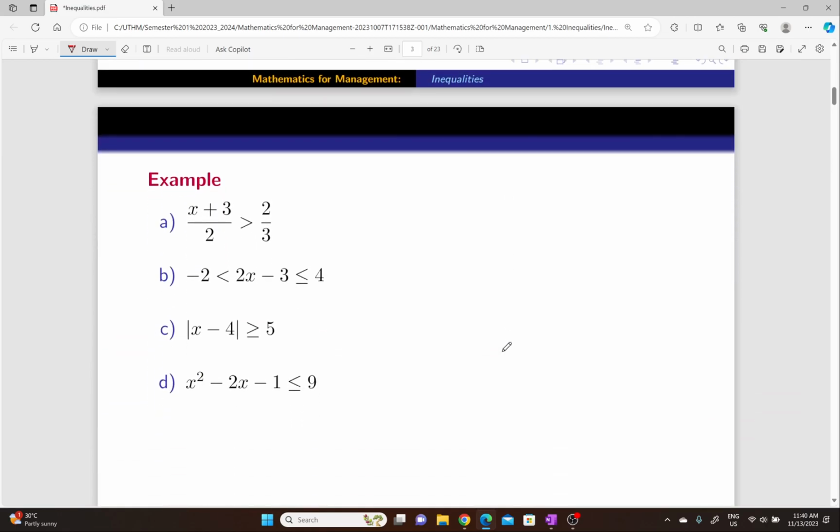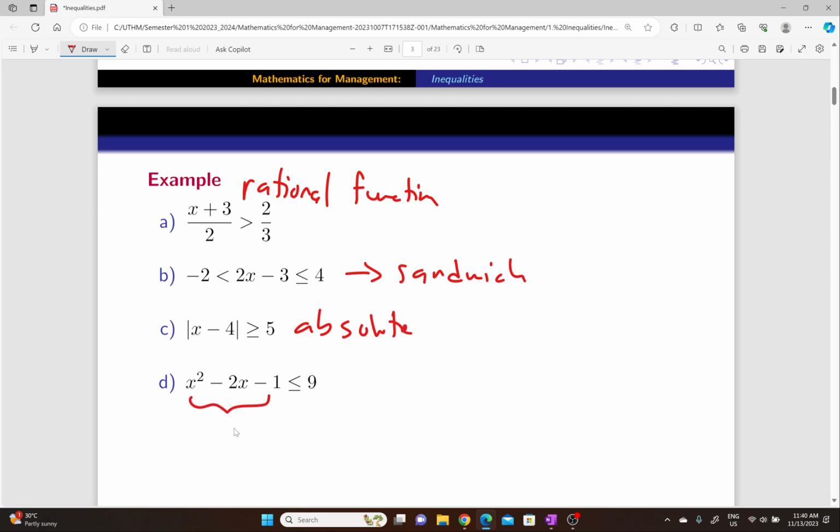In this first topic, what types of inequality are we going to go through? We're going to go through the rational fraction, rational function like this, and this is called sandwich type of inequality. This is absolute value inequality and this is quadratic. So: rational, sandwich, absolute, quadratic. There's also linear type of inequality. Later we'll go through that.